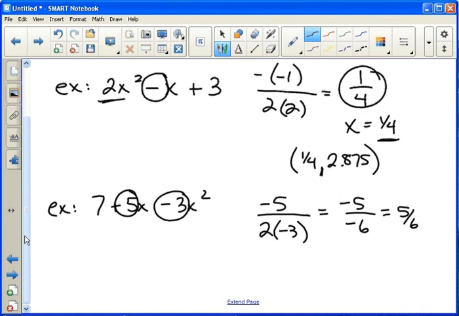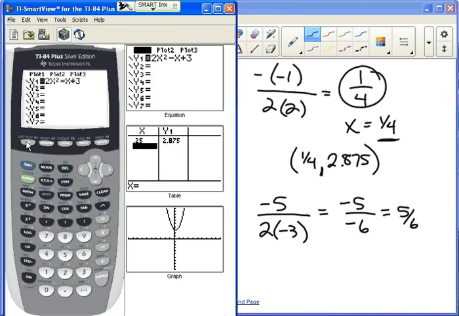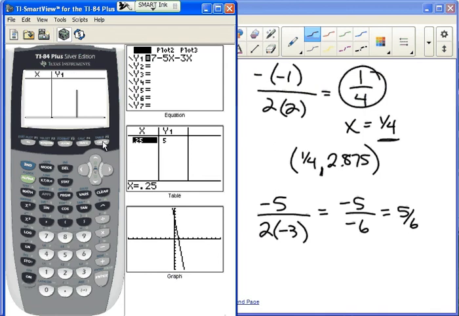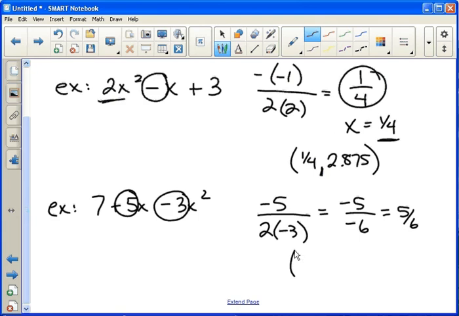If you want to know the whole thing, then you can just plug your graph in. Let's see, 7 minus 5x minus 3x squared. Sorry, I have an extra x there. Let me fix that. And we need 3x squared. Okay, 7 minus 5x minus 3x squared. And we're going to the table, and we're going to plug in 5 over 6. So we want to know what it is. It's 0.75, so 5 over 6, 3/4, or 0.75. That would be our vertex.